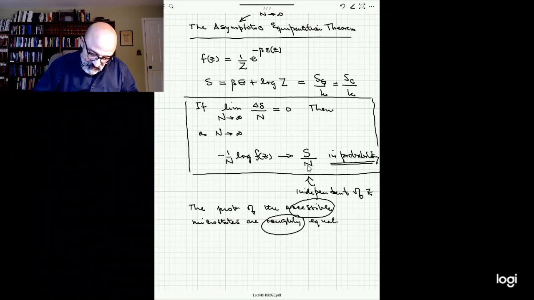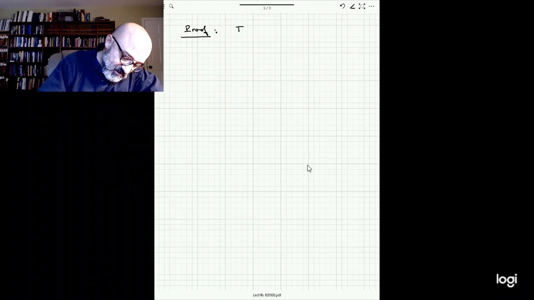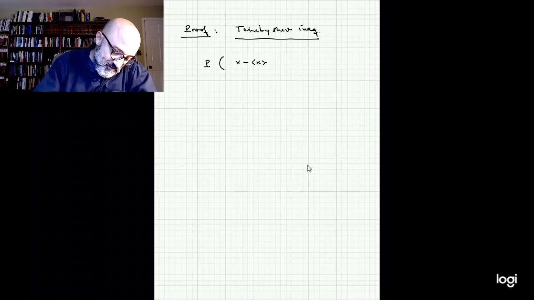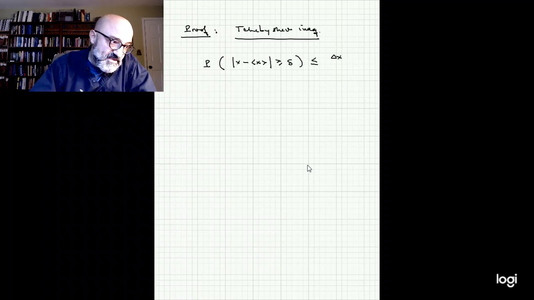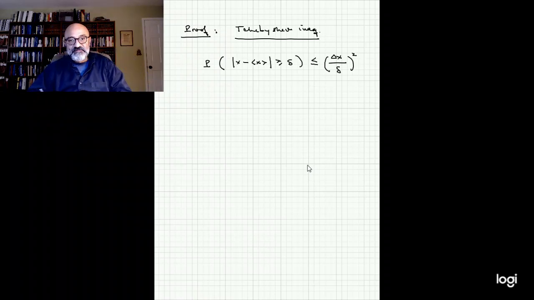So how do we prove this theorem? So here's the proof. You go back to the Chebyshev inequality that we used a long time ago, in chapter 2, which says the following: the probability that a quantity differs from the expected value by a quantity that's bigger than a delta is less than the variance, the standard deviation squared of that quantity, divided by the delta squared. So that's what we need.